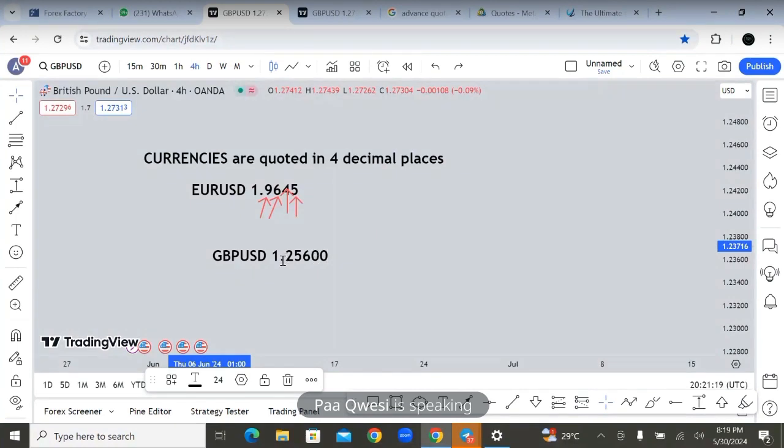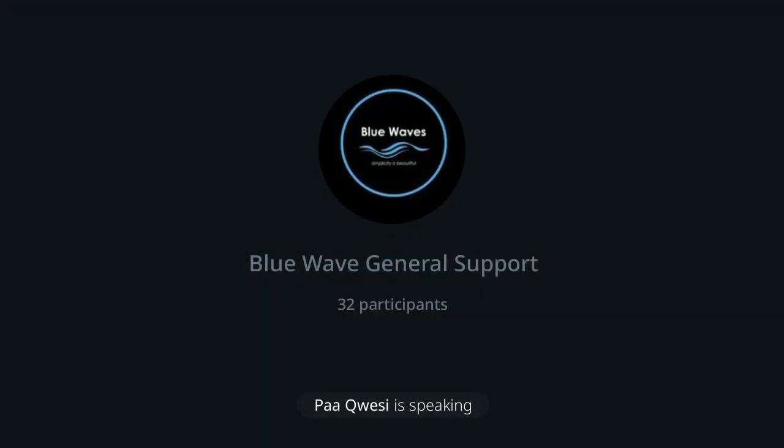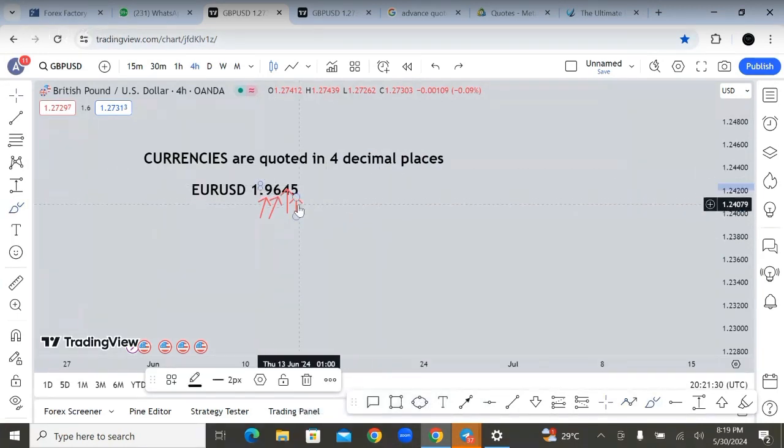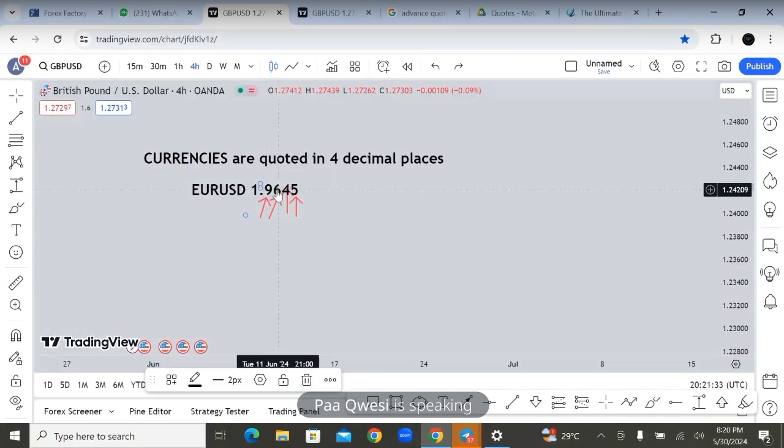So let's say we are counting to the fourth decimal place. This is the first decimal place, this is the second decimal place, this is the third decimal place, and this is the fourth decimal place. So if you are calculating it, you are going to calculate it on this number 5.